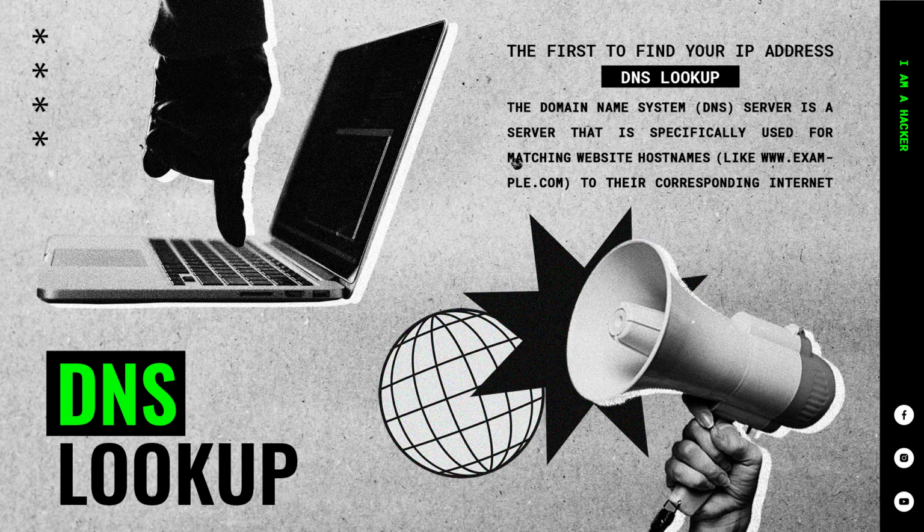Essentially, DNS is a server that matches a website hostname to its corresponding IP address. The DNS server contains a database of public IP addresses and their corresponding domain names. So when you visit www.example.com, the DNS server will return an IP address like 93.184.216.34, something like that, which corresponds to the website.